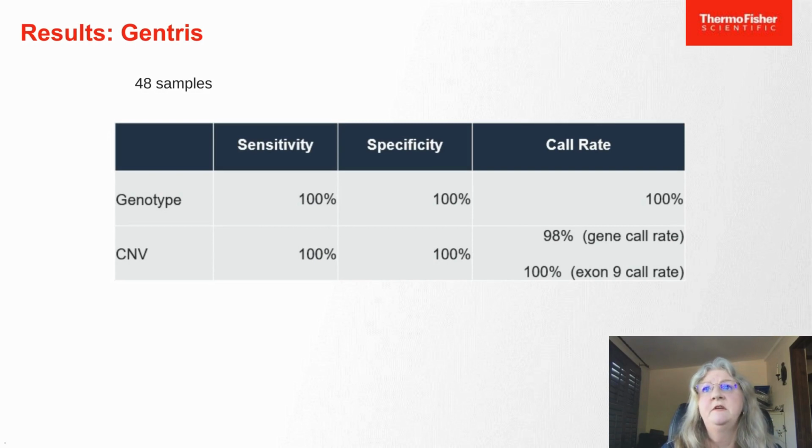We partnered with an independent lab. They ran 48 samples, and they determined that the genotype sensitivity and specificity for those samples with known variation was 100%, and their call rate was 100%. And for copy number, they had 100% sensitivity, 100% specificity, and a 98% call rate for genes, 100% call rate for exon 9.